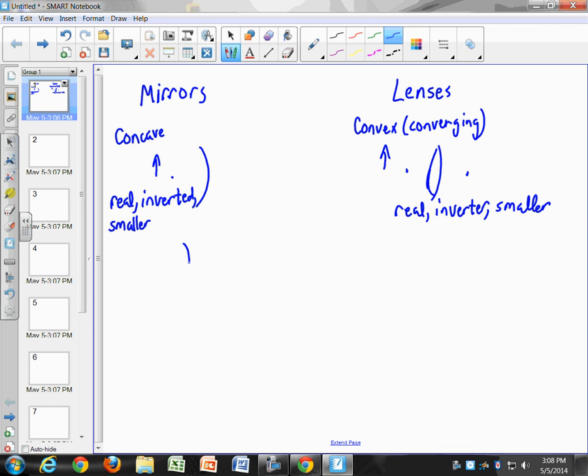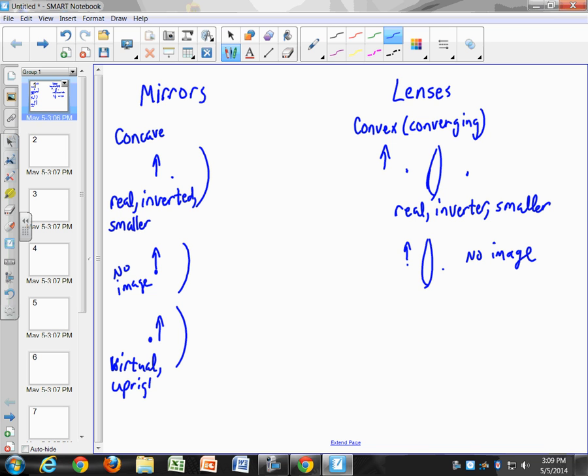Then you can also have the object at the focal point. In this case, you get no image at all. Similarly with the lens, if you're at the focal point, there's no image. And then inside the focal point, remember this is like a shaving mirror. Put a shaving mirror up real close to your face, then you see a virtual, upright, bigger image.